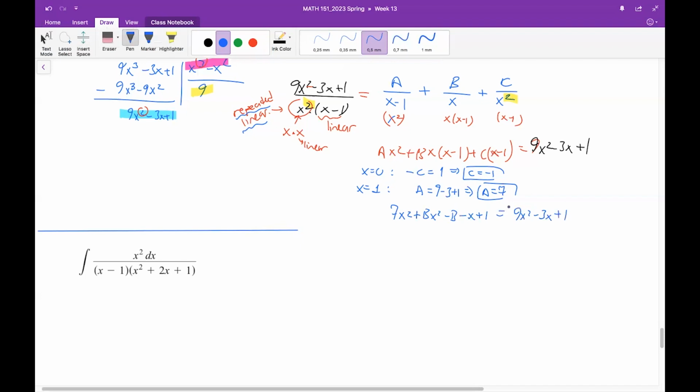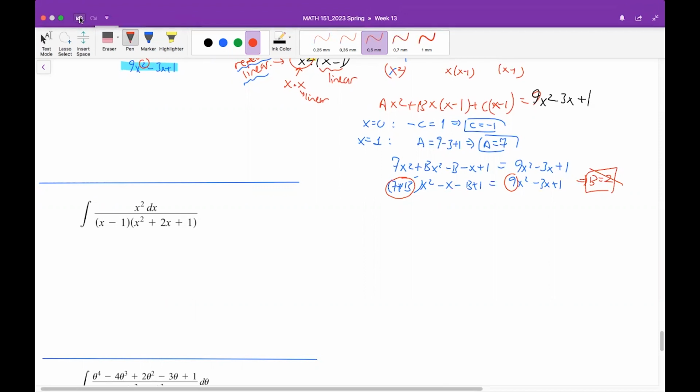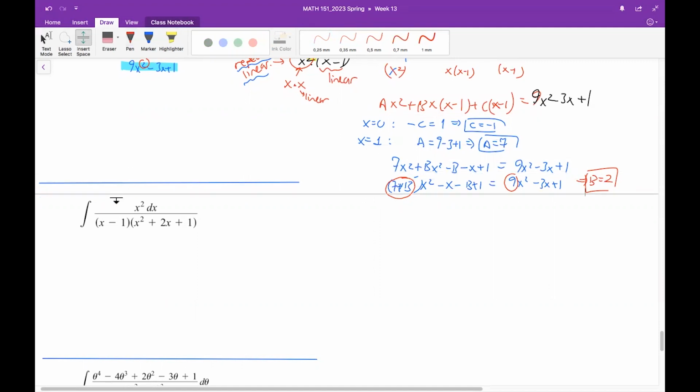By comparing the right and left hand side coefficients, you can easily find B. For example, what is the coefficient of x squared here? It is 7 plus B. And then you have minus x, and then you have this constant term, 9x squared minus 3x. So from here, you can solve B as 2, right? So we solved all the coefficients like this. And then it is time to integrate. Let me make some space.